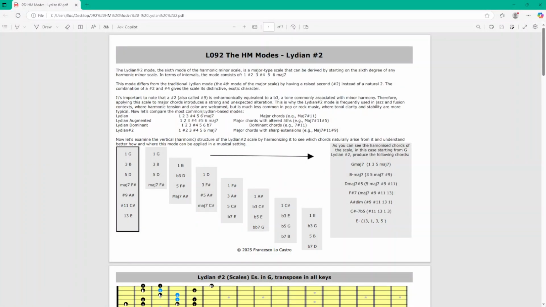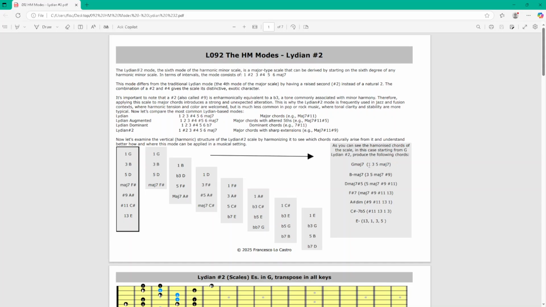So let's continue with the PDF, and in fact, let's examine the vertical structure of the Lydian Sharp 2 by harmonizing it to see which chords naturally arise from it and understand better how and where this mode can be applied in a musical setting. And this is the modal arpeggio, basically the scale spelled vertically as an arpeggio. Here, given extended triads, you have all the chords that we can extract from it, and which I listed here.